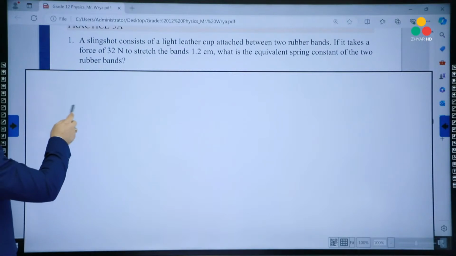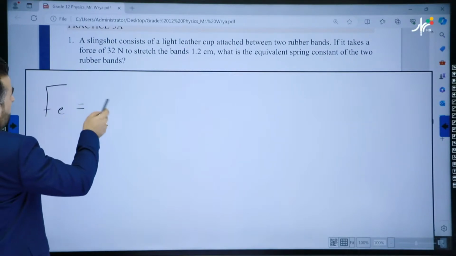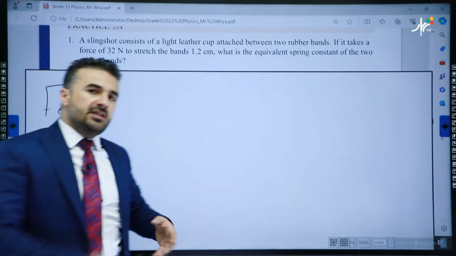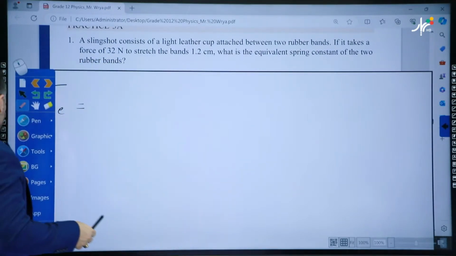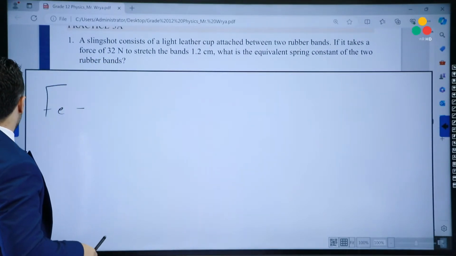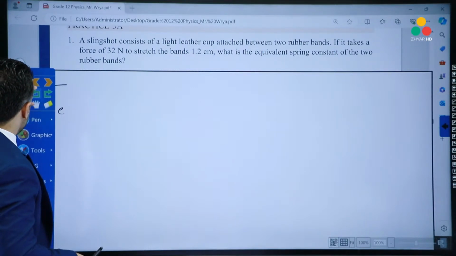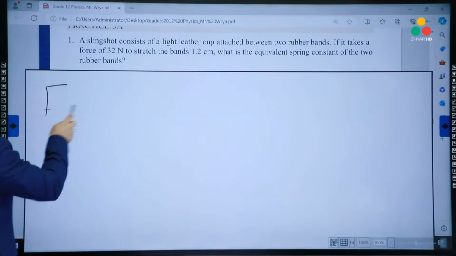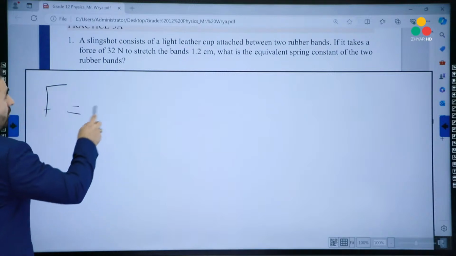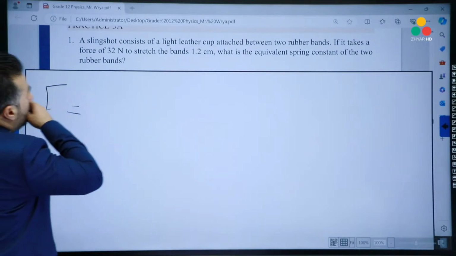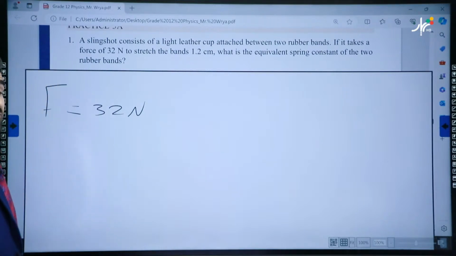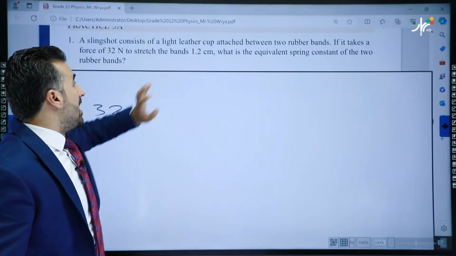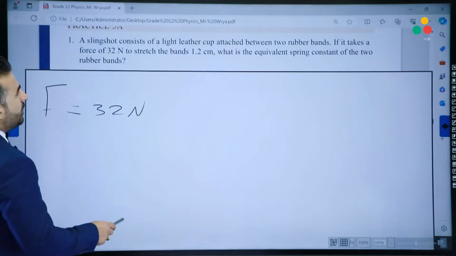If it takes a force of 30, so we have elastic force here, or you can say the force you need to pull the shot. In this case, it doesn't make a lot of difference. So F for this one is 32 newtons. In terms of the value, it doesn't make any difference. To stretch the band, which is 1.2 centimeters.